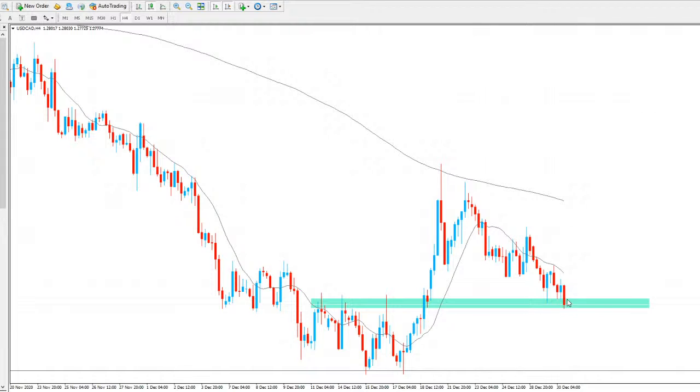So again, this is the real key level I'm looking at. If we do hold, we can see another push to the upside. If we fail to hold, again, I'll probably expect price to continue to the lows down there for USD CAD.